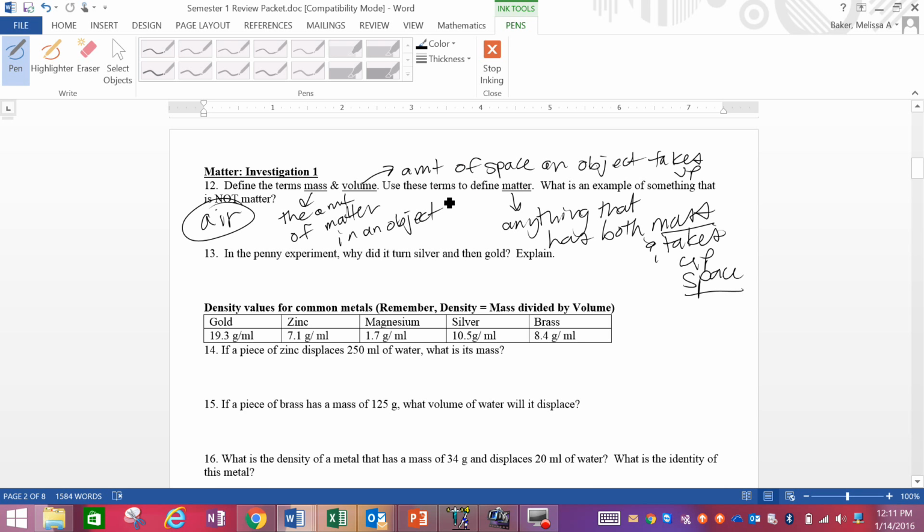In the penny experiment, why did it turn silver? It just got coated with zinc. We put it in a dish with a bunch of zinc, and so it wasn't actually silver, it was zinc, which is also silver in color. Then why did it turn gold? Well, zinc plus copper plus heat actually makes brass, which looks like gold, but it was not gold.